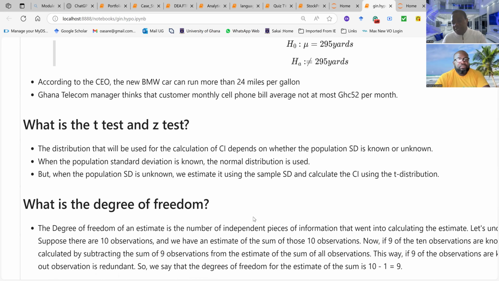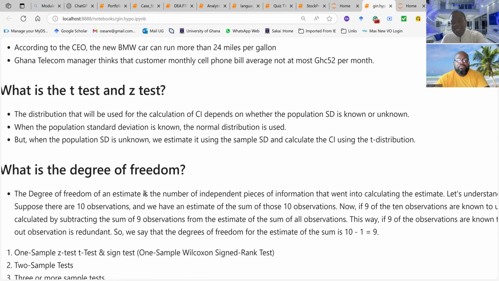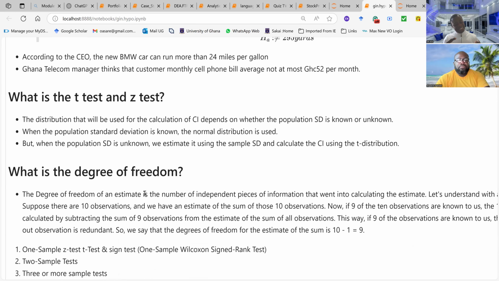In your hypothesis testing, you will deal with degrees of freedom. In fact, I've explained it all here. Simple. Degrees of freedom is basically that gap, okay? The number of independent pieces of information that went into computing the estimate.